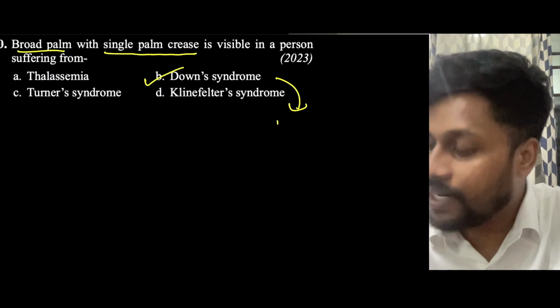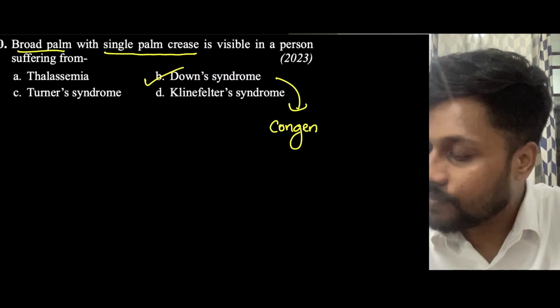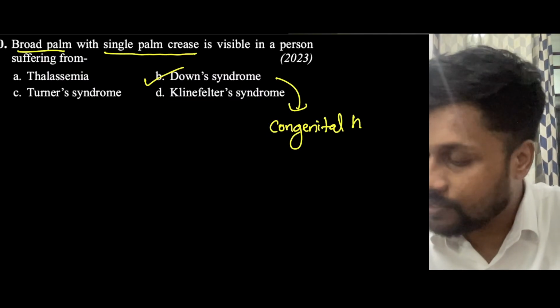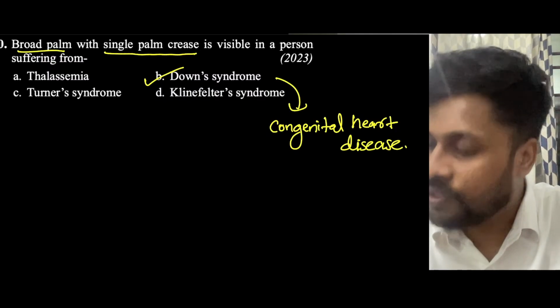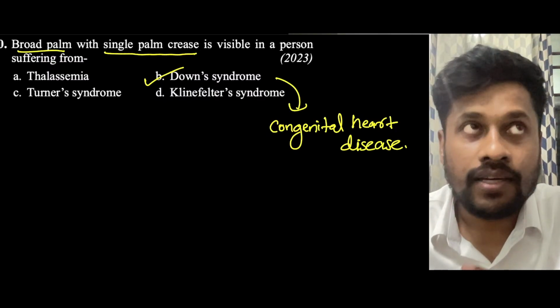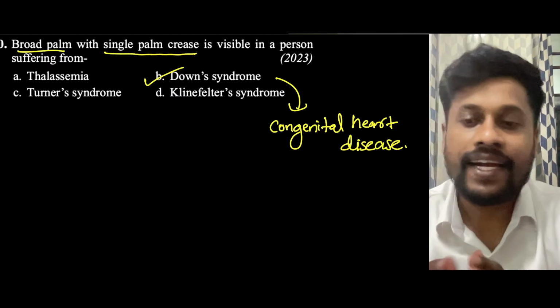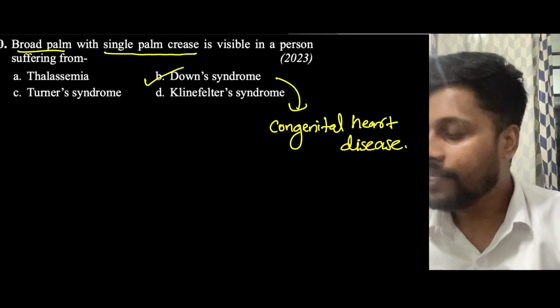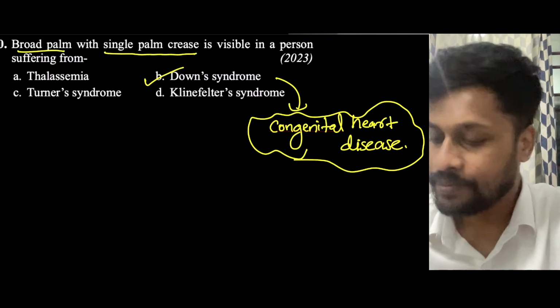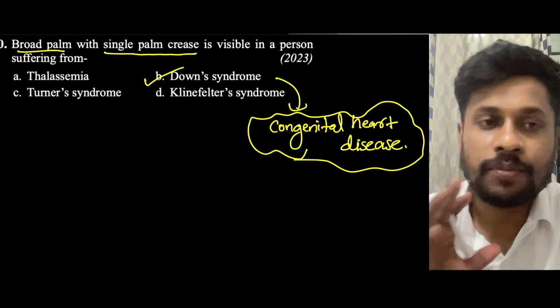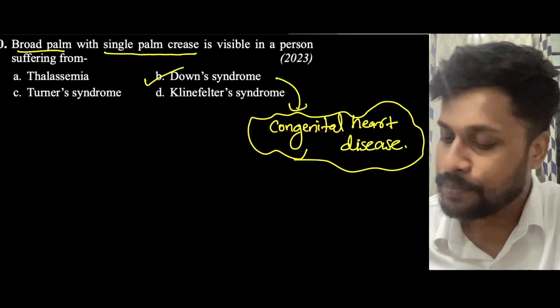For example, congenital heart disease is a feature of Down syndrome. This point you cannot even find as a line in NCERT, but this is given in the picture. Okay, remember it. The disorders part is very, very important for your NEET exam.